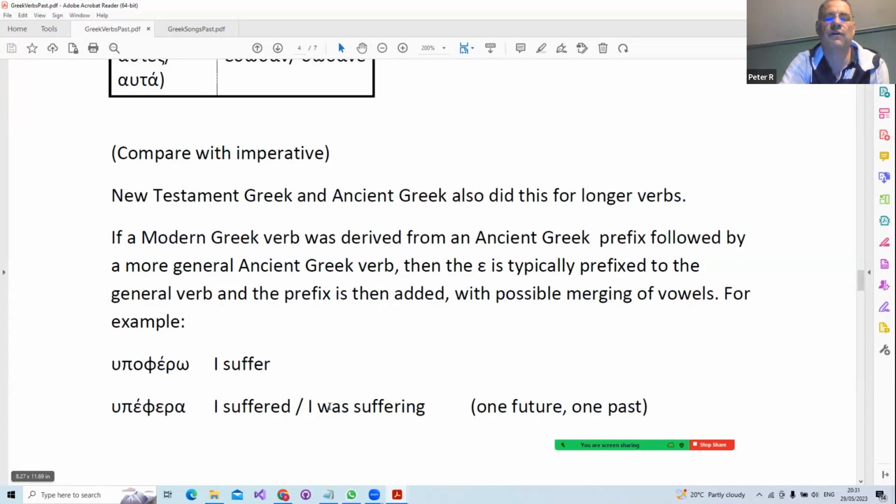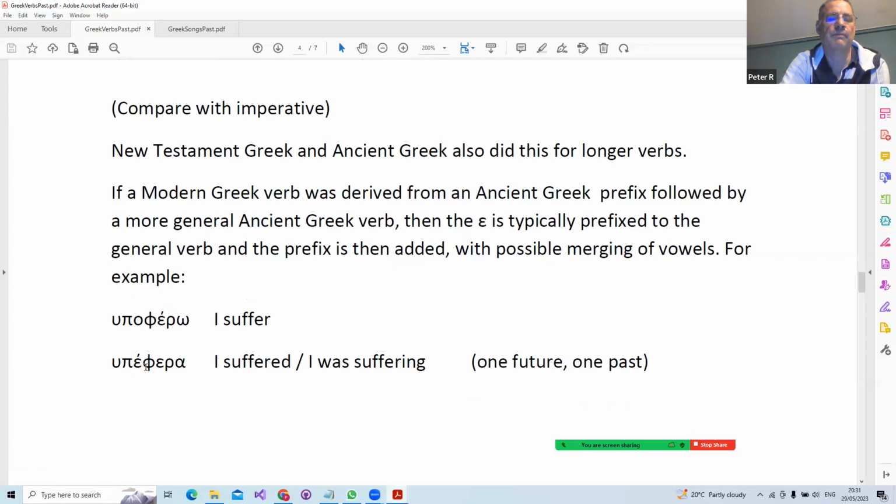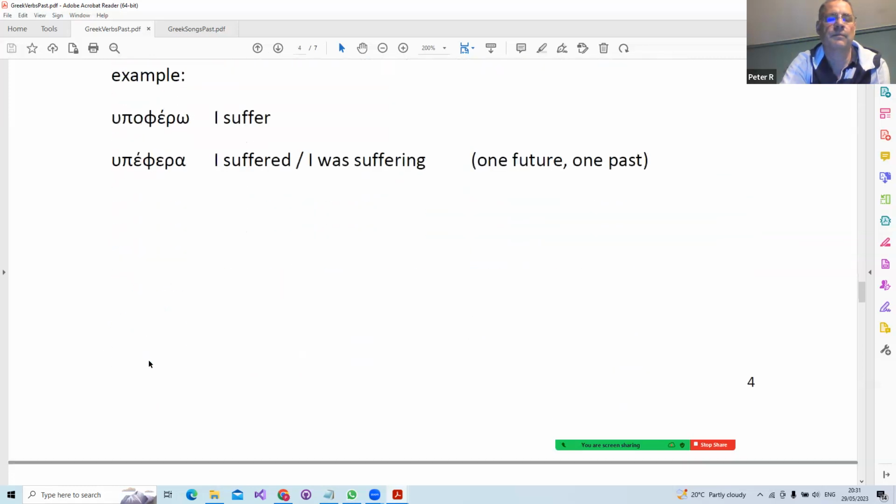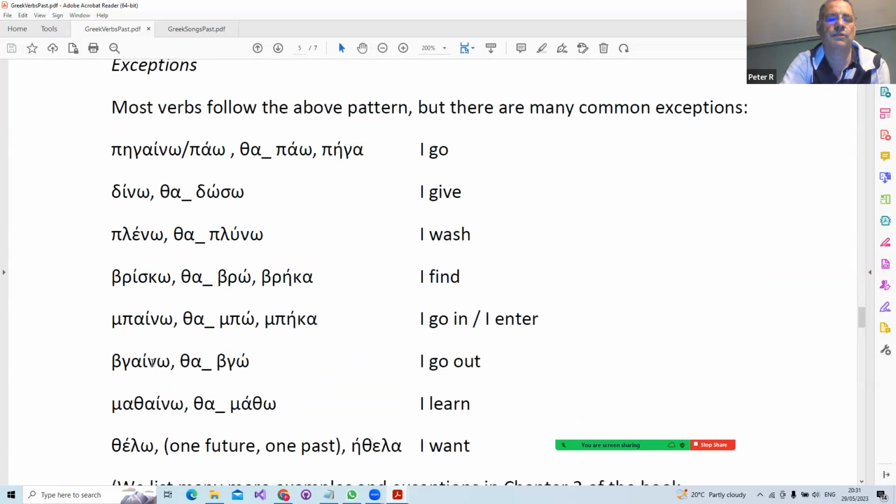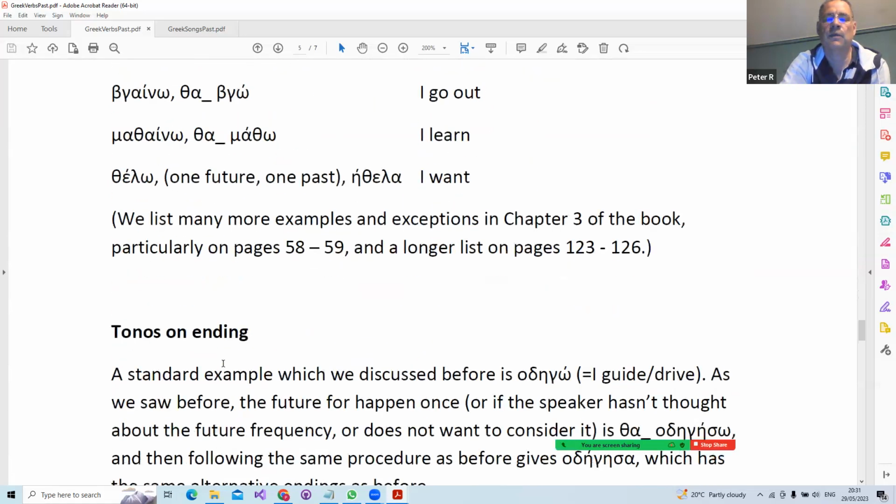Now, actually, this verb only has one form, so it can be both. It could be that it was done once, or it was done many times. So I suffered, or I was suffering. Actually, with many verbs, people forget about this, and it would carry on as υπόφερα. I don't remember if for this verb you see both, but it wouldn't surprise me. Okay, let's skip the exceptions now. We'll come to them, don't worry.